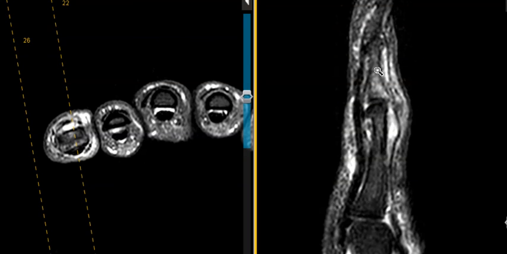It is also reactive marrow edema. You can see how bone is nice and dark down here, which is normal, and here it's bright, which means that there is edema.